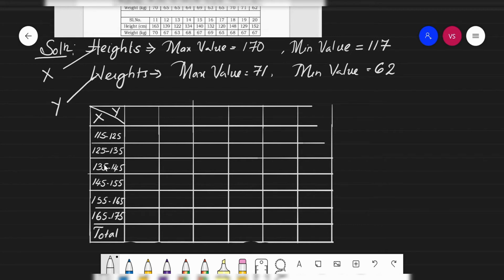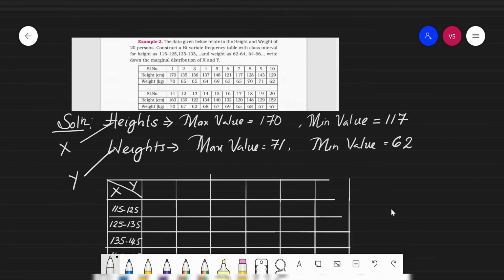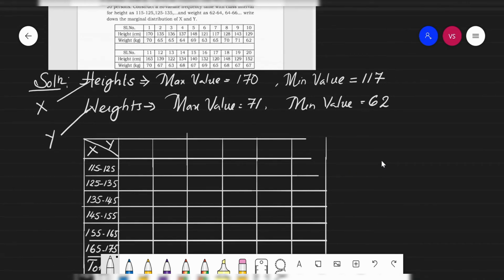Likewise, the weights will be y. So the start would be, as they said, 62 onwards. If you just go back and see here, they said 62 to 64. So I'll start here as 62 to 64, then 64 to 66, 66 to 68, 68 to 70, and 70 to 72, and the last column would be total. Okay, so I hope you have understood this, students.